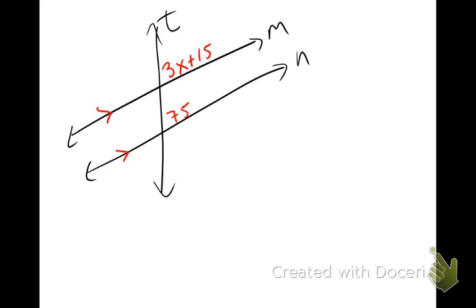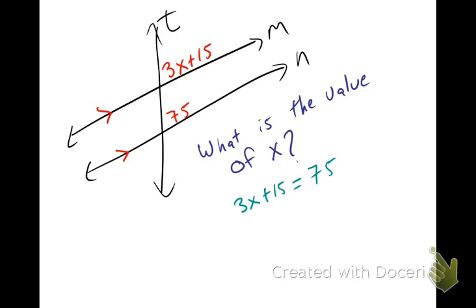So here's the kind of problem that you can get. If we know that line M is parallel to line N, and that the lines have a transversal T that cuts both of them, then how do the 3x plus 15 angle and the 75-degree angle relate? Well, they're corresponding angles, so they're congruent. And in that way, we can write an equation, 3x plus 15 equals 75, and solve for x.